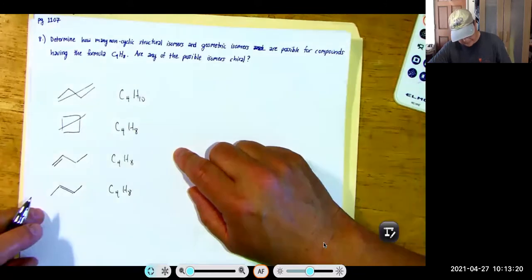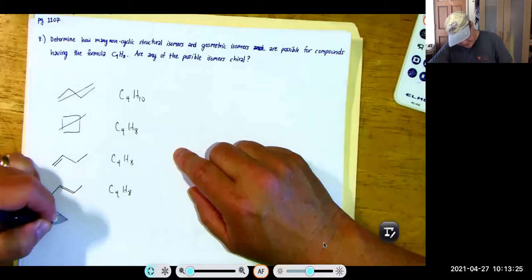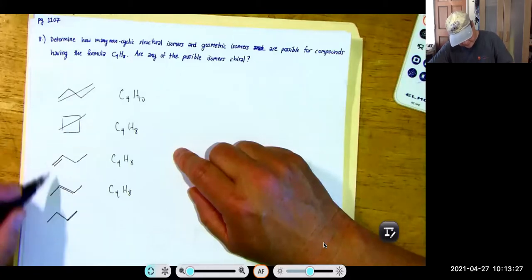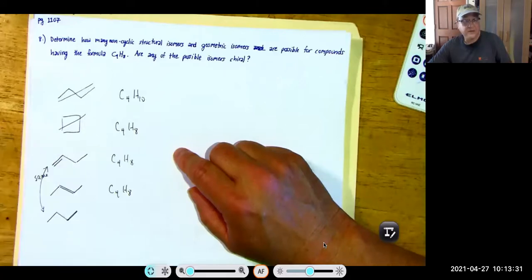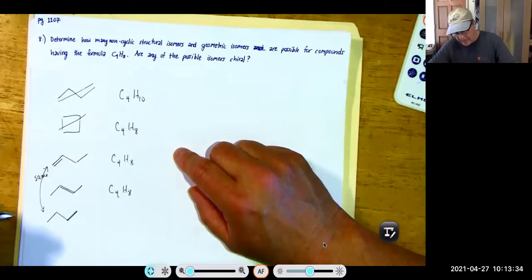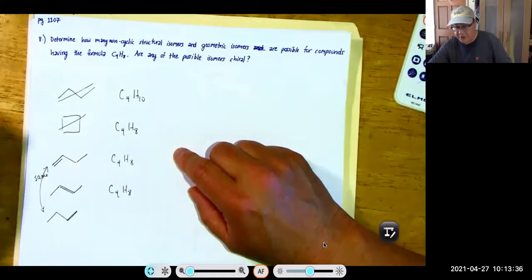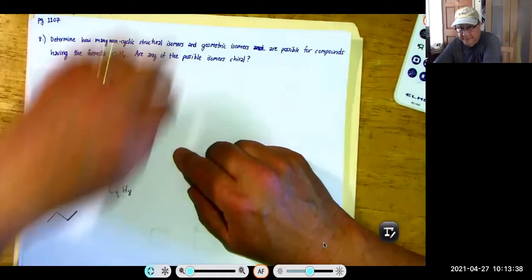This is a different C4H8. Right. And this is the same as that one. Okay. I made that double bond a little too thin. I'm going to try and thicken it up here.